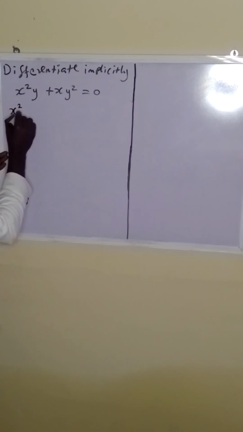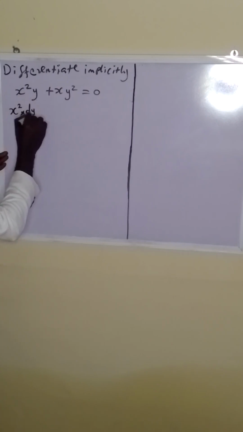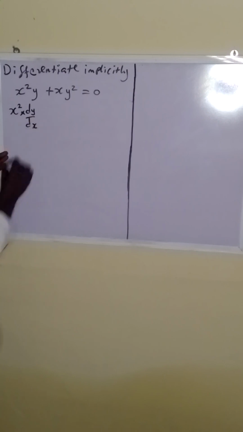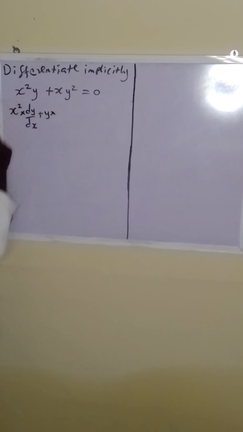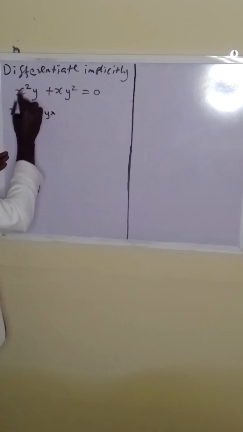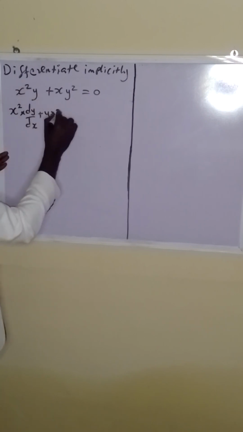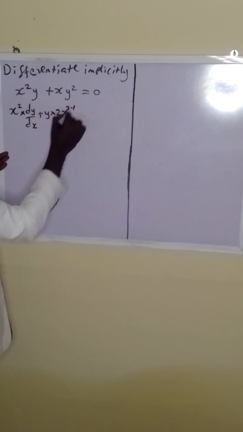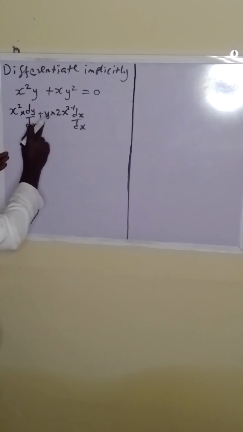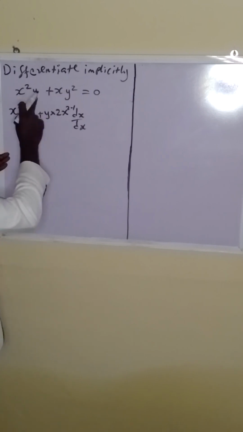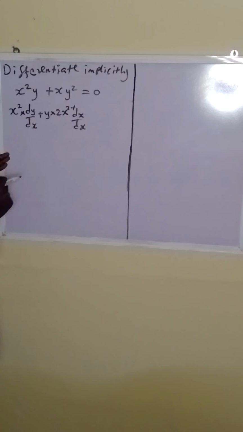Then we differentiate y. To differentiate y, we have dy/dx. Then plus, we now keep y constant. Then we differentiate x squared. To differentiate x squared, that means we have 2x raised to the power of 2 minus 1, then dx/dx. So this is for this. First of all, keep x squared constant, differentiate y. Then plus, we also keep y constant, then we differentiate x squared.